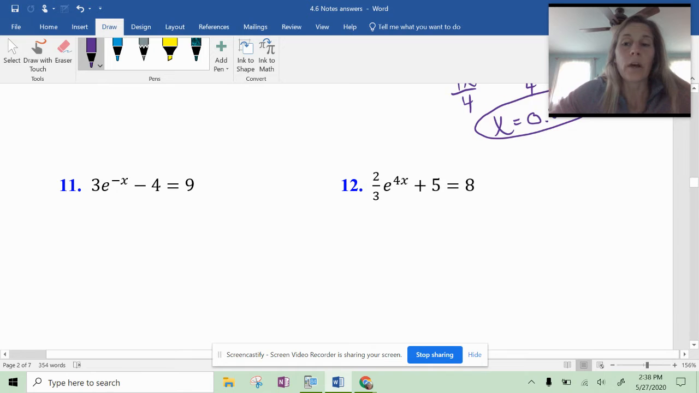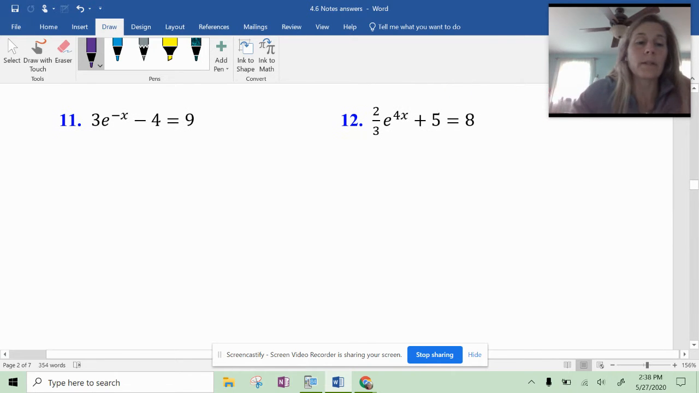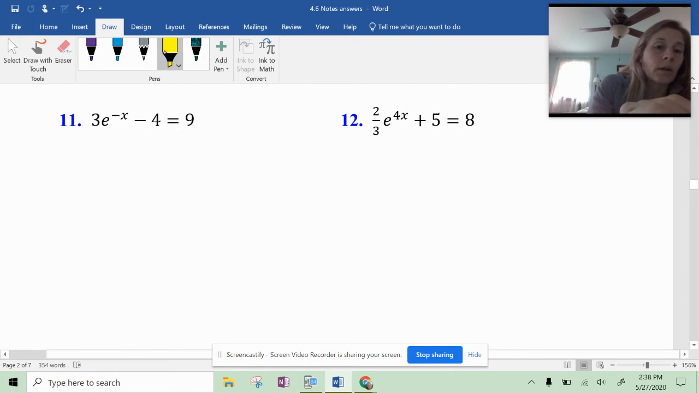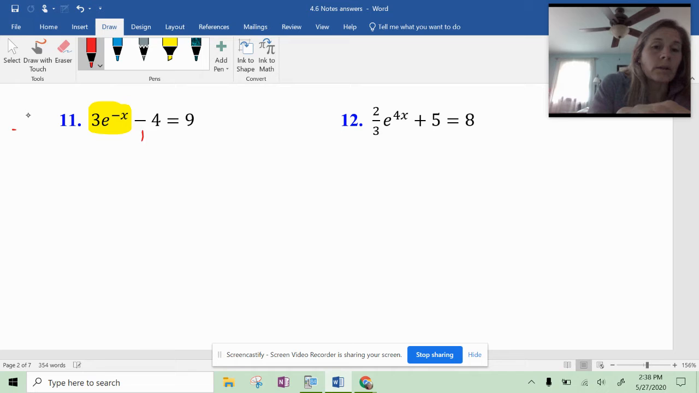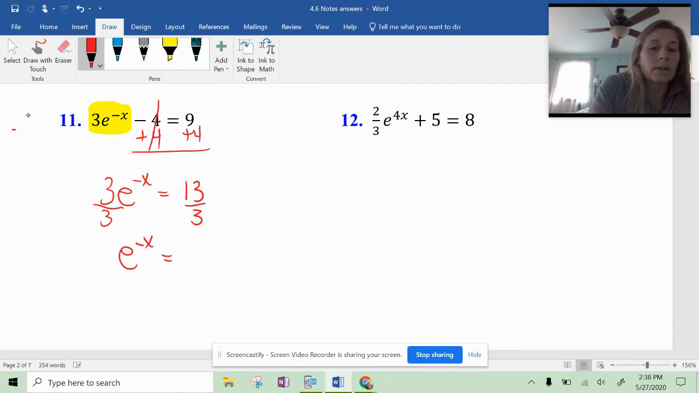All right, so now we have a couple with Euler's number involved. Okay, so first let's try to focus on getting that alone. So I'm going to add my 4. So I have 3e to the negative x equals 13. And I'm going to divide by my 3. So e to the negative x equals 13 over 3. I can leave it as a fraction for now, or you can make it a decimal.